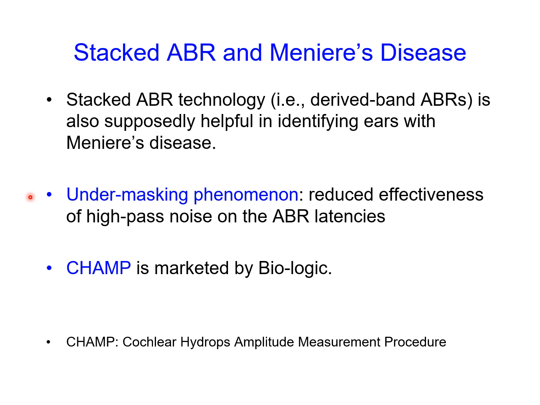CHAMP is marketed by Biologic. CHAMP stands for cochlear hydrops analysis masking procedure. CHAMP is basically a commercial package utilizing stacked ABRs to help identify Meniere's disease, and is commercially available from Biologic. And again, before we get into details on how to use it, we need to understand the under-masking phenomenon, and we'll get to details in the following slides.